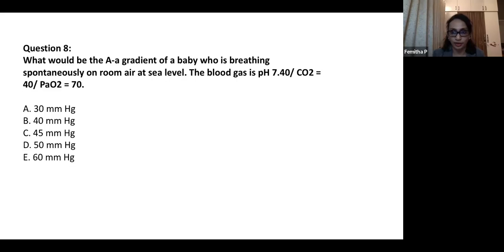So AA, capital A is alveolar and small a is arterial. One part of the formula is of course arterial O2. The first part is alveolar. Alveolar is the one that you need to calculate. I've written that it's at room air at sea level, which means we're in Trivandrum.